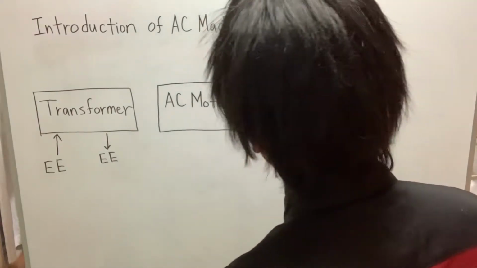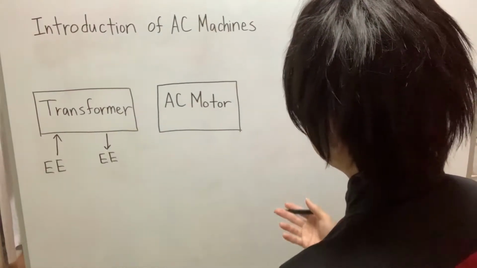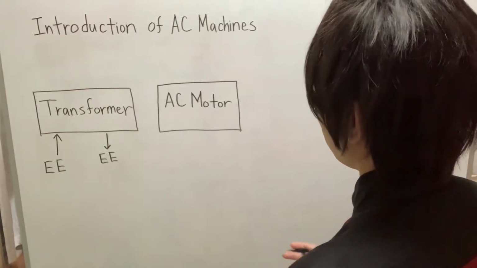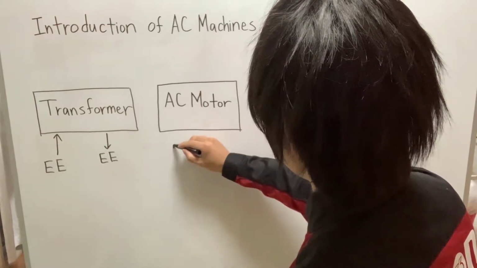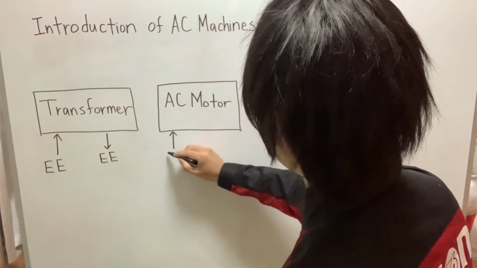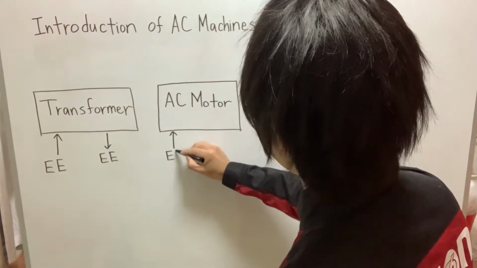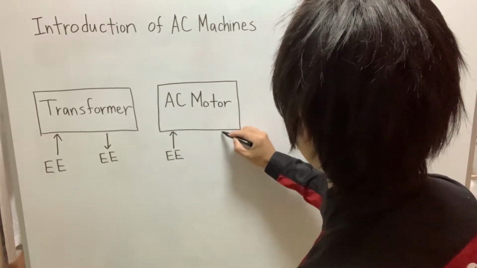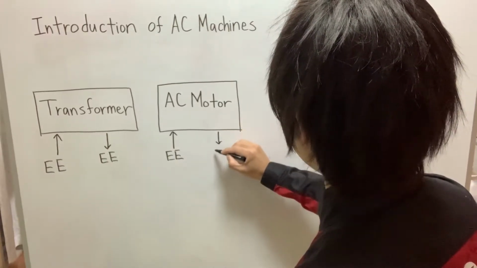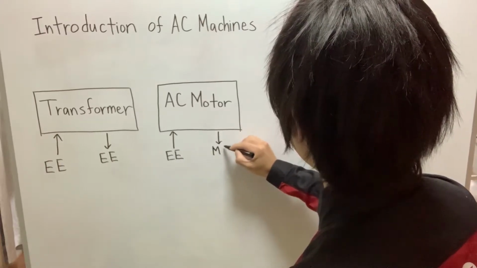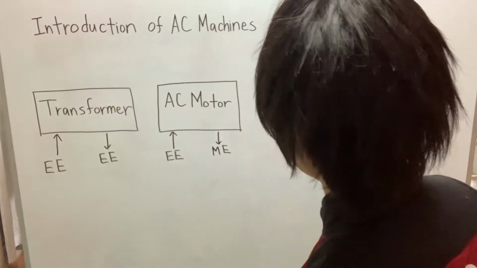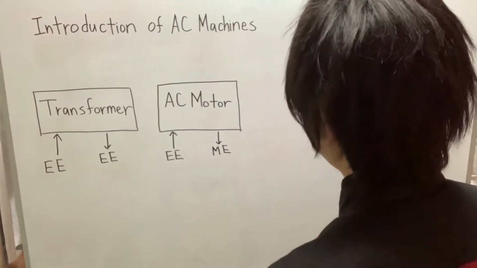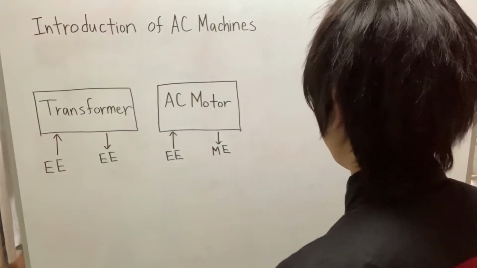So how about the AC motor? An AC motor, as you know, is a rotating device. So input is electrical energy, but output is mechanical energy. Right? So this, in this question, is an AC motor.